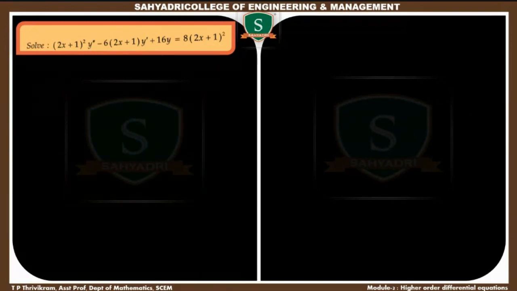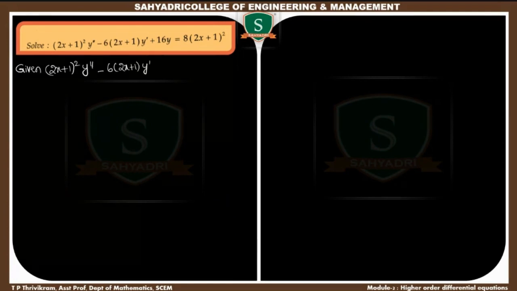So first let us write the given equation. Given: (2x plus 1) whole square into y double dash minus 6 into (2x plus 1) into y dash plus 16y is equal to 8 into (2x plus 1) whole square.